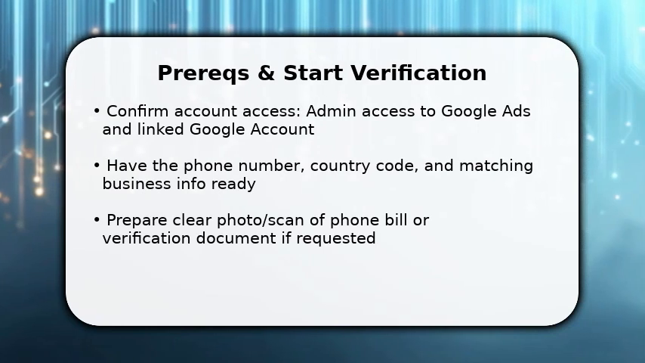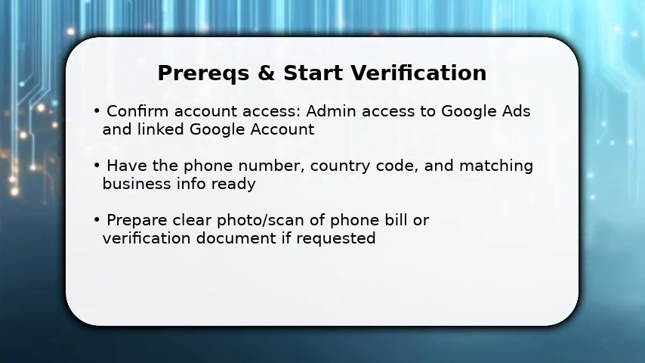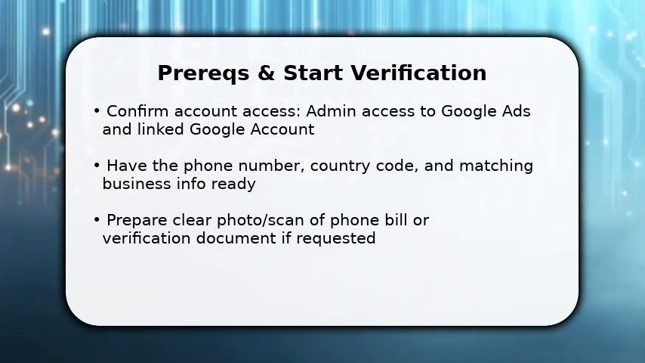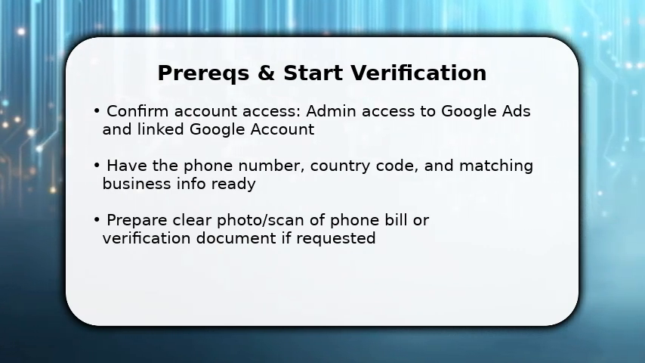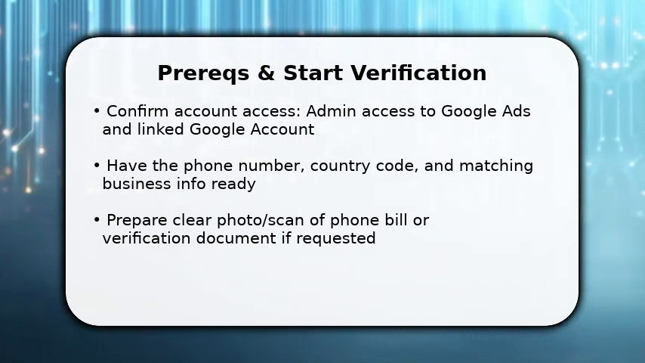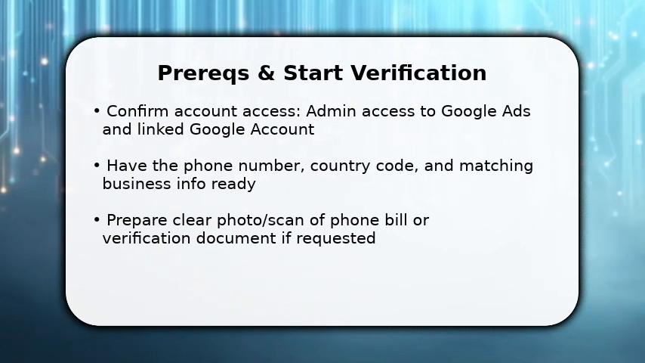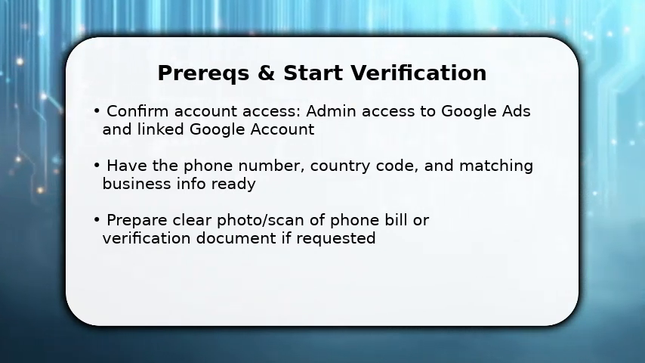You begin by verifying prerequisites. Make sure you have admin access to the Google Ads account and the exact phone number shown in your campaign. Open Google Ads and go to Settings, then Business Information, update number and country code to match official documents.